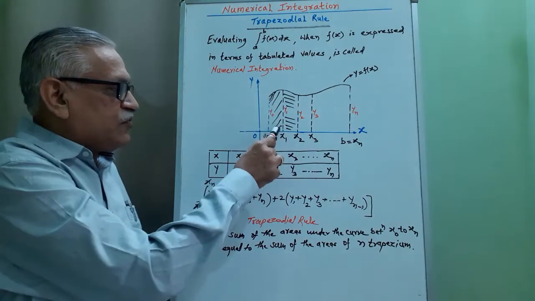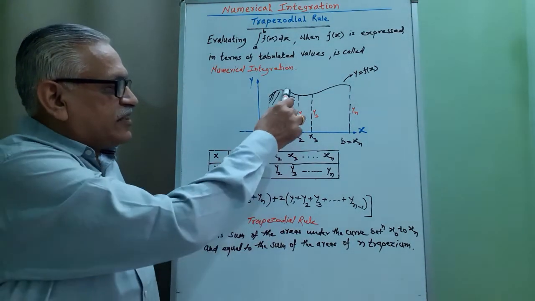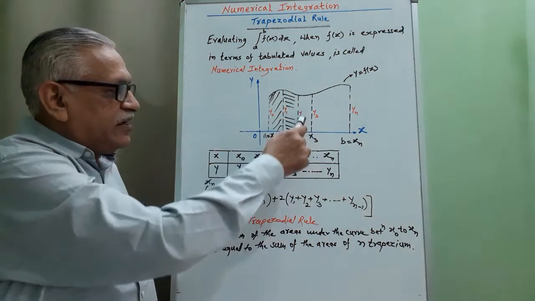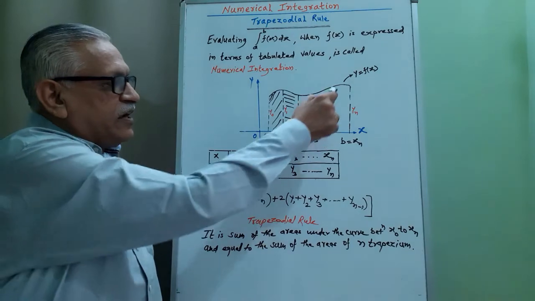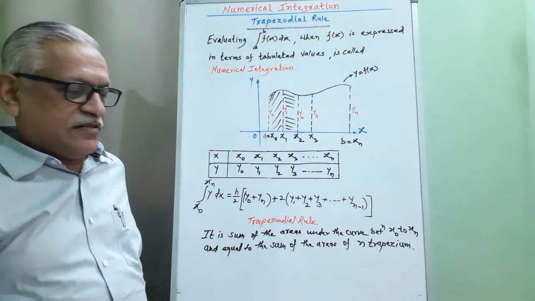Therefore, this is the first trapezium. We find the area under that trapezium. Then the second trapezium, we find the area of that trapezium. Then the area of the third, area of the fourth, area of the fifth, like this up to the nth trapezium.